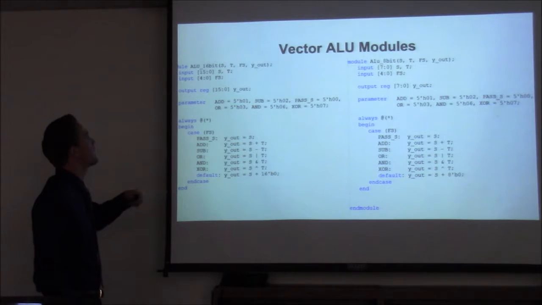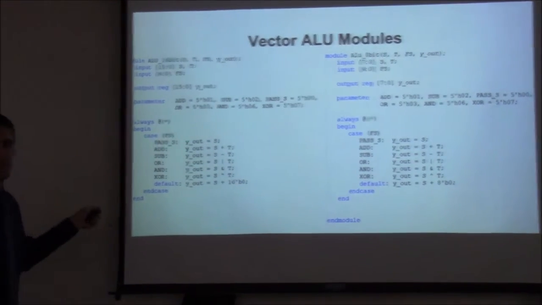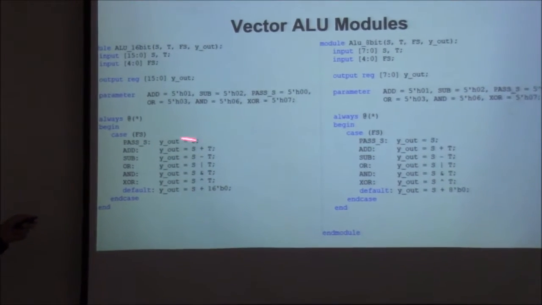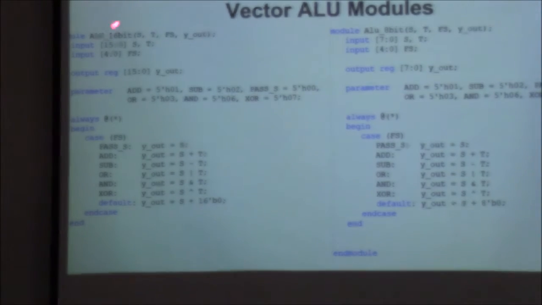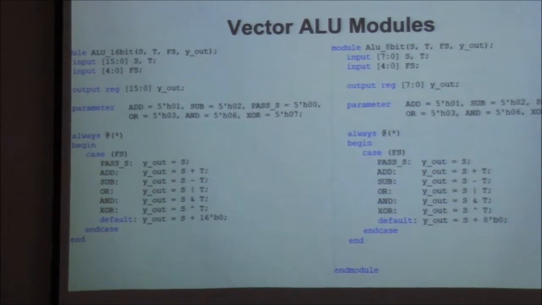So here are the vector ALU modules actually. This is how we instantiate them, just to give you a quick idea. It's pretty simple, it's just a case statement based on the function select. The only difference is the input and output sizes are 8 bits and 16 bits respectively.